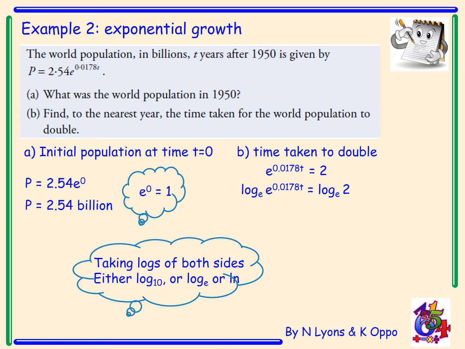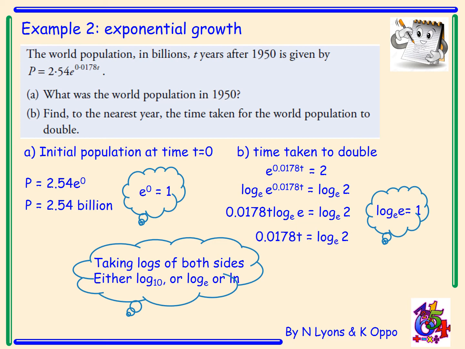Again, solving for t, I'm going to use the rules of logs and bring the exponent down, so 0.0178t times log e to the base e equals log 2 to the base e. Now remembering that log e to the base e is just 1, that's going to vanish. I can rewrite that as 0.0178t equals log 2 to the base e. I'm solving for t, so I divide by 0.0178, and that gives me 38.94. But the question says I want the time to the nearest year, so I'm going to round that up to t equals 39 years.